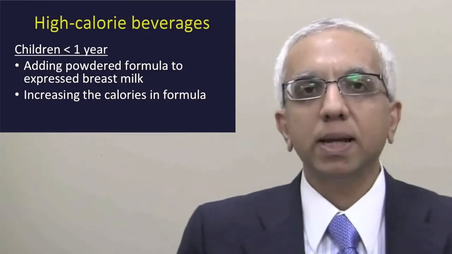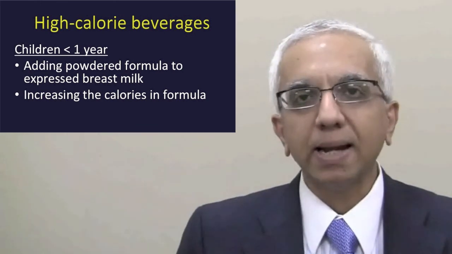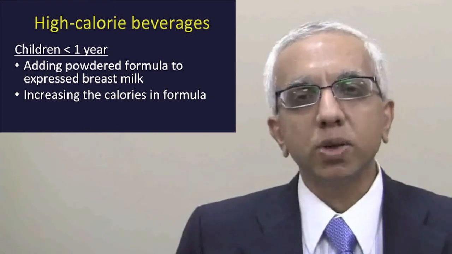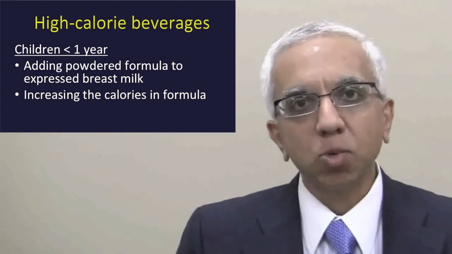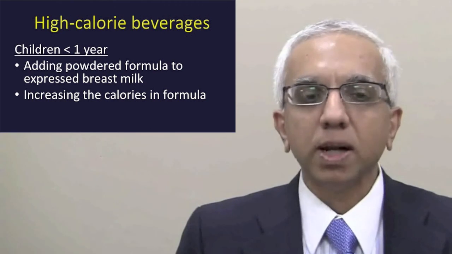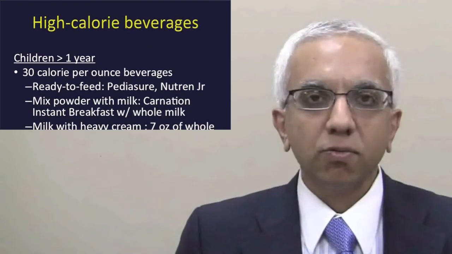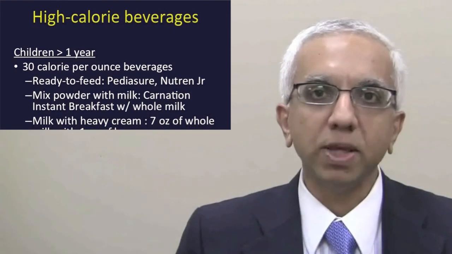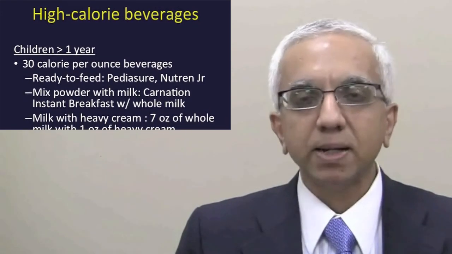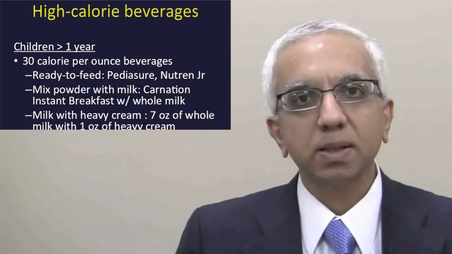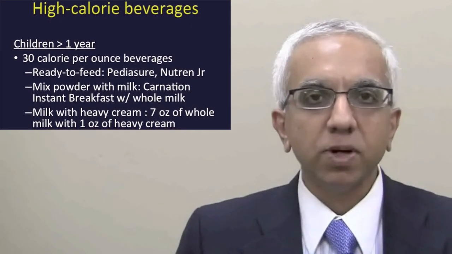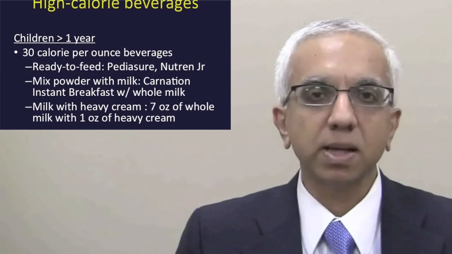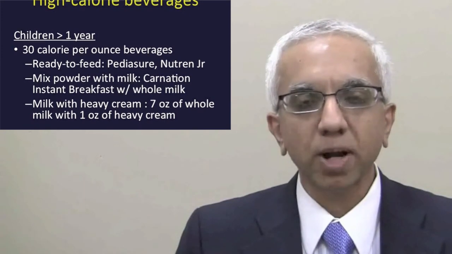When we talk about high-calorie beverages, we can add formula powder to breast milk to make it more concentrated. We can also increase the calories in formula by adding more powder to sort of under-dilute the formula. A variety of 30 calorie per ounce beverages are available for children above the age of 1. I have provided a couple of ready-to-feed examples there. The slightly cheaper version of that is to use a powder which is then added to whole milk. This can be accomplished by using Carnation Instant Breakfast.